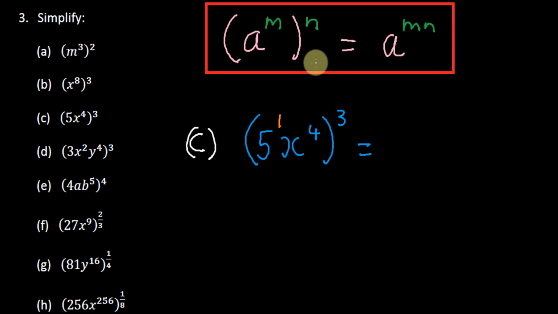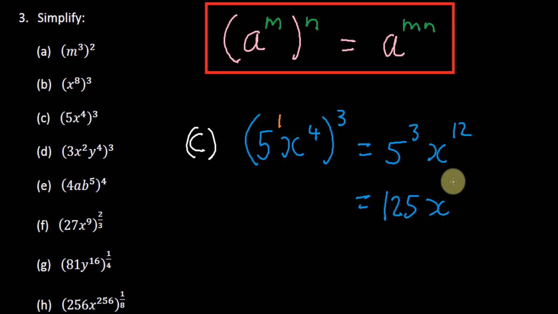So then using this law, we can multiply the powers. So 5 to the power of 1 times 3, so 5 cubed. And then x to the power of 4 times 3. In other words, x to the power 12. Now we simplify this. 5 cubed, of course, is 125. So this is going to be the answer.